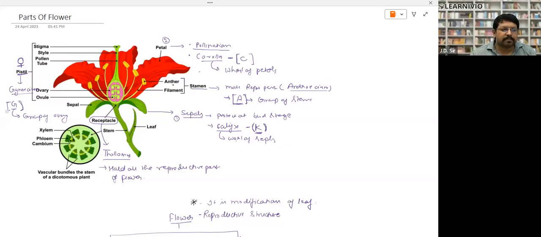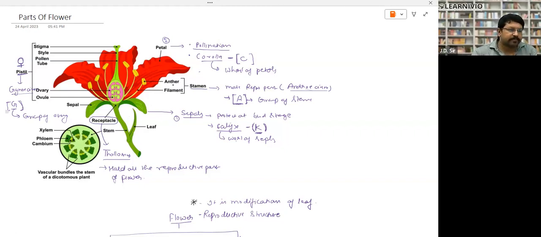Then the second one is petals. Petals are meant for pollination. They attract insects, that's why they help in pollination. The whorl of petals is called corolla. Then these are called stamens. They are the male reproductive organ, called androecium. The group of stamens is called androecium, right?